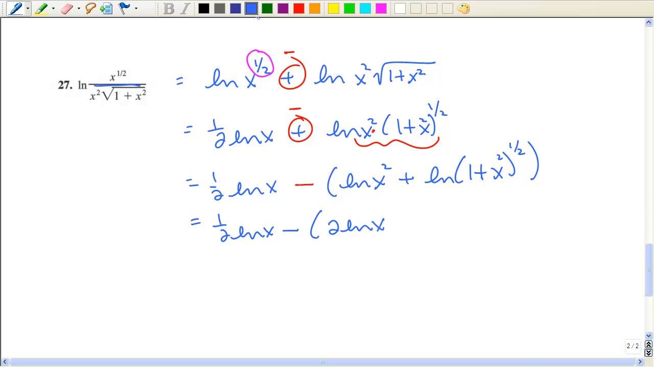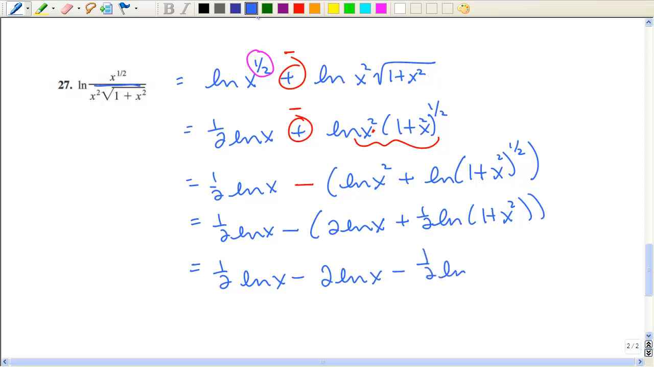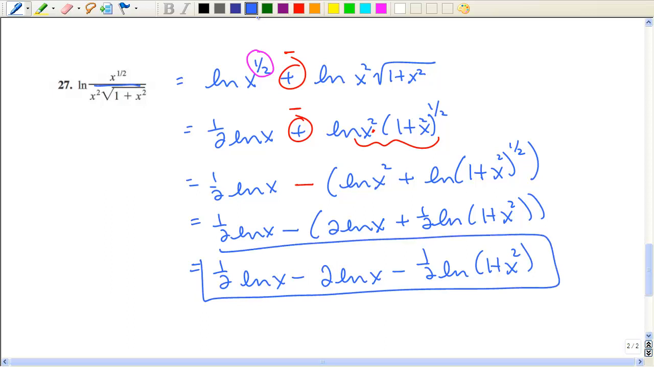Move the 2 in front. Move the half in front. And now I'm going to go ahead and distribute this minus sign. That should be the final answer. So be careful with the signs, all right? Be careful about distributing the minus sign to both of them. And your final answer should be where you have addition and subtraction of logarithms, and what you're taking the log of should not have any exponents.